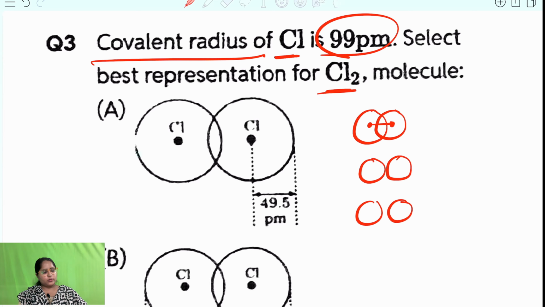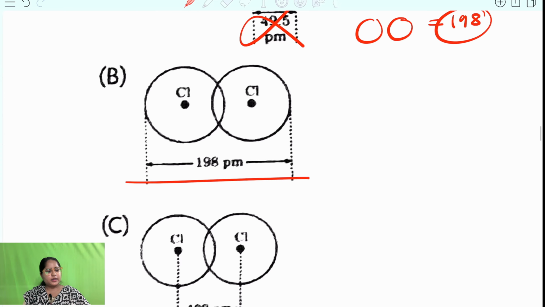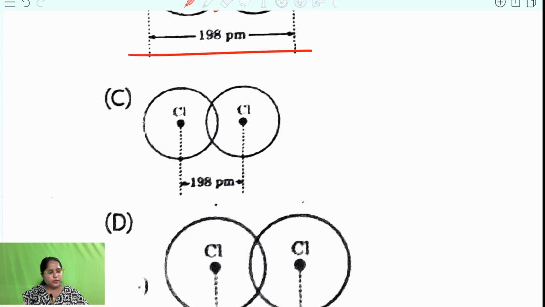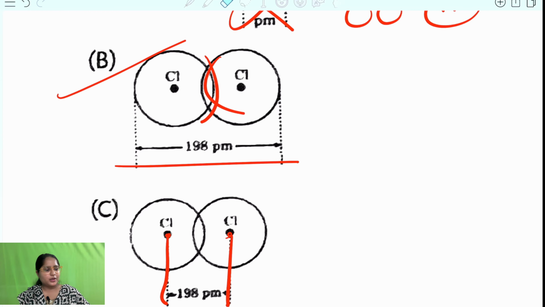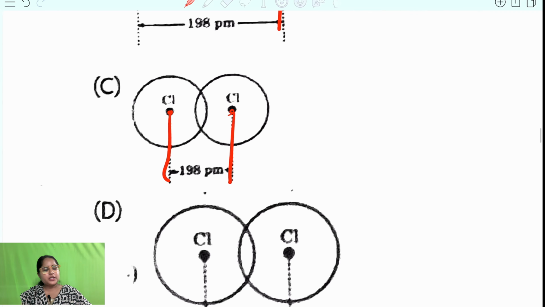So for Cl2 how much? This much only is 99. So for Cl2 it will be 99 plus 99, 198. So see, 90 wrong, 198 and like this overlapping. So B option is the right option. 198 from here to here. Let me check. Oh, I'm so sorry. That's why we should not do it in a hurry. From here they have told no internuclear distance, very wrong. So which option? C option, internuclear distance. This will be the right option.